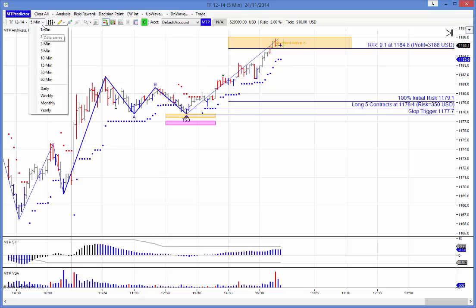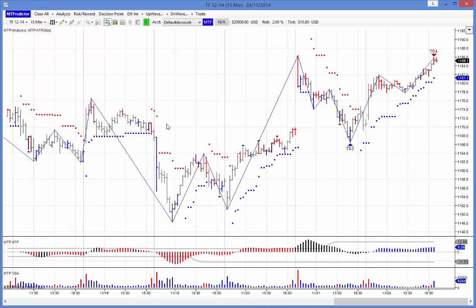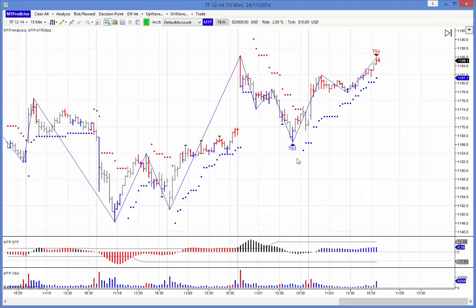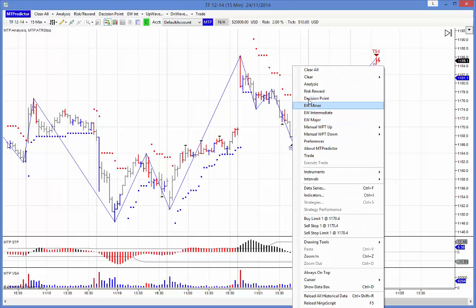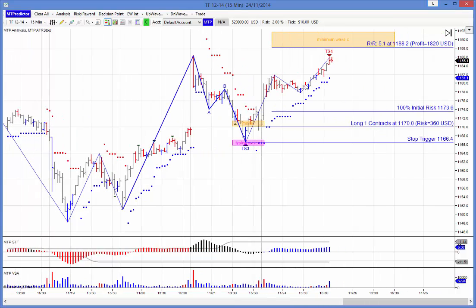For you guys who are a bit more experienced, let's have a quick look at the 15-minute trend. Here you can see that we actually had a TS3 buy setup the day before. So if we place the analysis on this, you can see the large degree trend was very nicely up, and we haven't even quite reached the target on the 15-minute chart. Therefore, the TS3 buy setup on the 5-minute chart would have been in the direction of the trend.